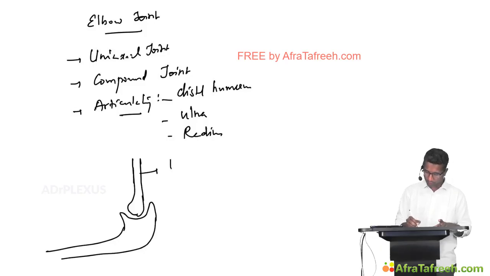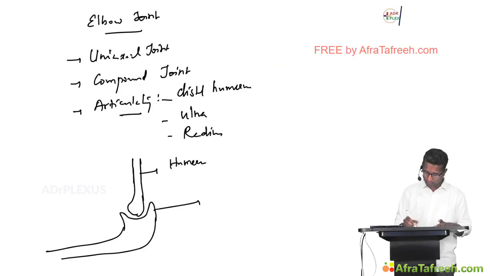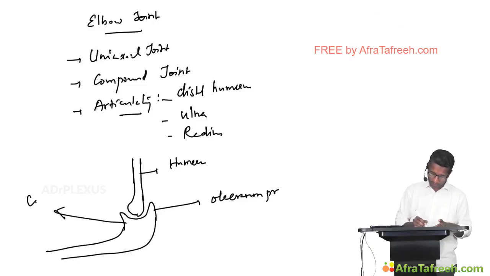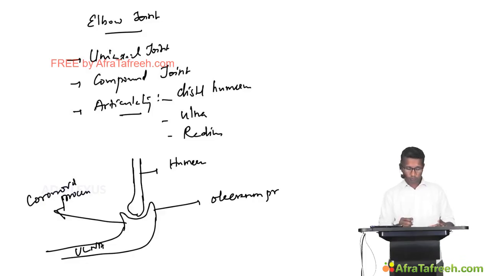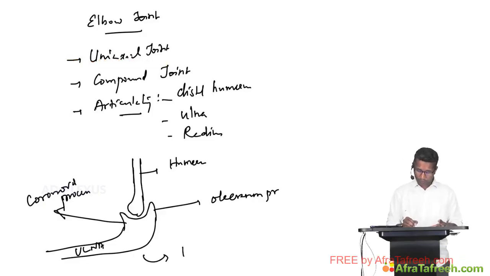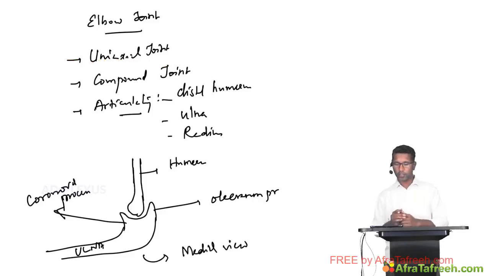So what is this? This is the humerus bone. And what is this process called? This is called the olecranon process. And what is this process called? This is called the coronoid process. So if I see the ulna bone, what is this view called? This view is called the medial view of the elbow joint.